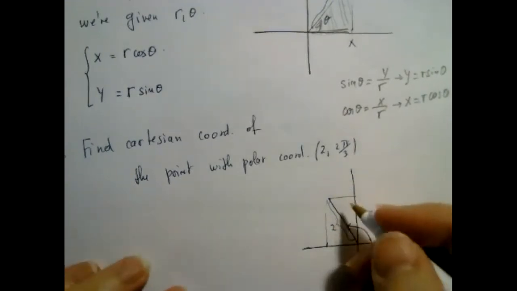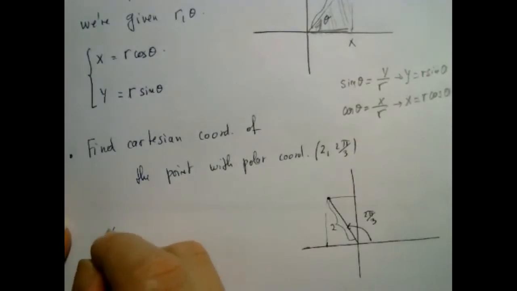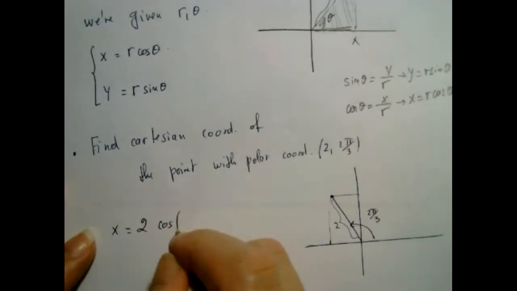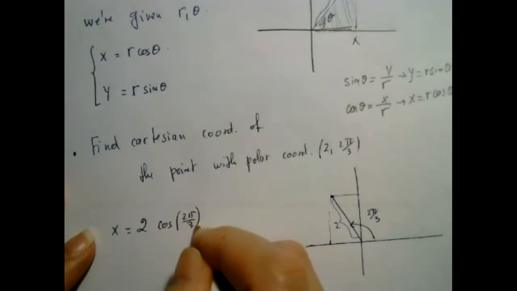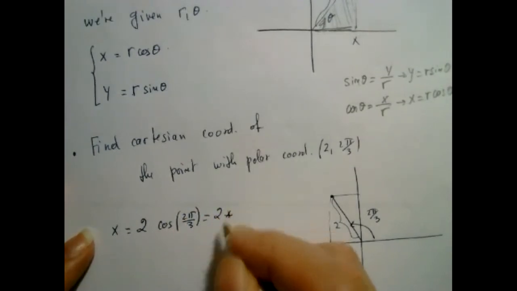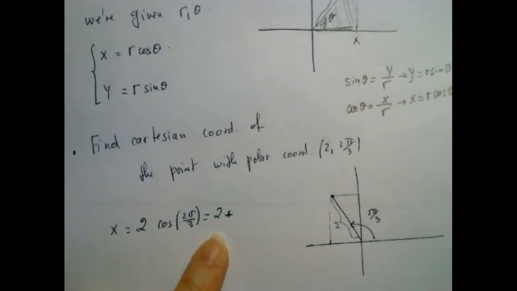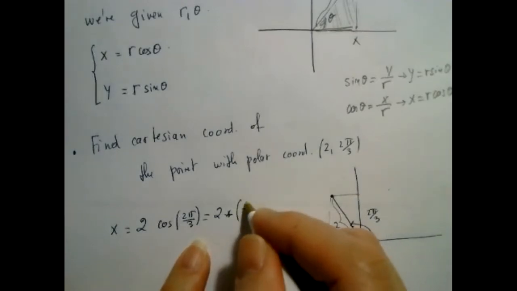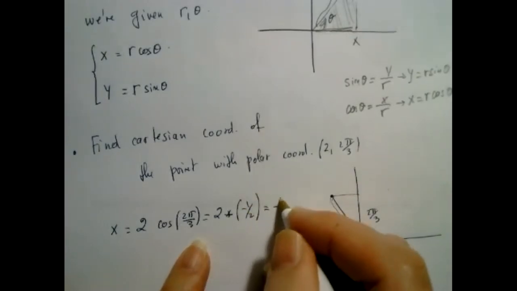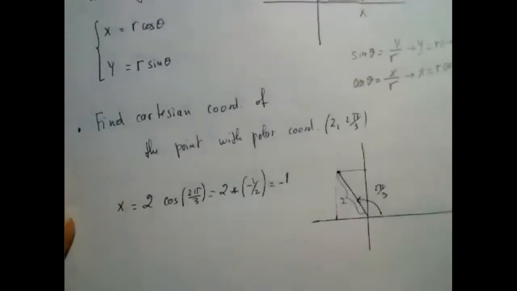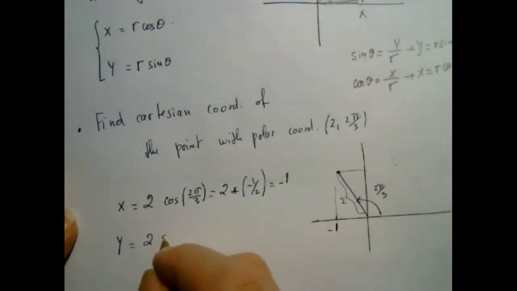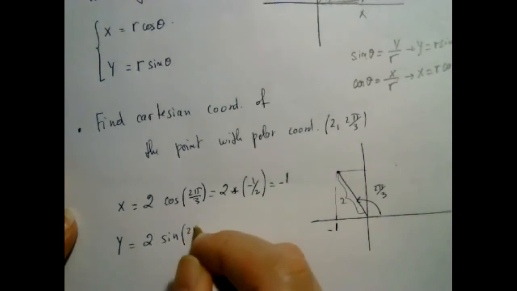Okay, so we apply verbatim the formula. x is 2 cosine of 2 pi over 3, which is 2 times... now, what's the cosine of 2 pi over 3? If this is 2 pi over 3, the cosine is going to be, I think, minus a half, which gives a minus 1. And the y is 2 times the sine of 2 pi over 3.